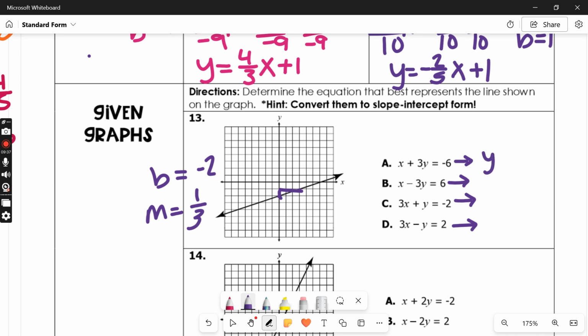Okay, so A would be y equals negative 1/3 x minus 2. Does that have the right slope and y-intercept? No. Okay, this one would be y equals 1/3 x minus 2. Does that have the correct slope and y-intercept? Yes. You can convert the other ones if you like, we just don't need to.